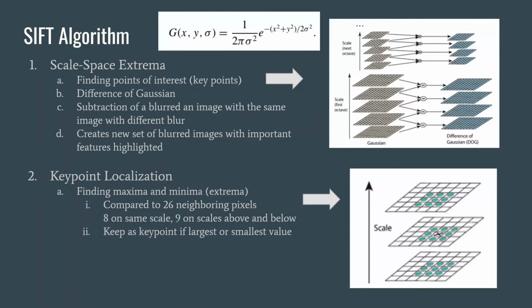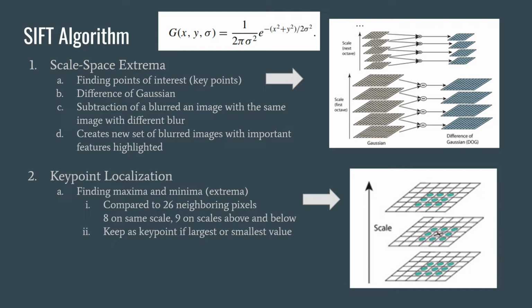independently. The first step is creating a new space for these images, known as the scale space, which is a set of scaled up and scaled down versions of the original image. From this space, points of interest can be found using the difference of Gaussian method. The first step in this process is scaling the input image down and progressively blurring the scaled images using the Gaussian blur function, which can be seen at the top of the slide.